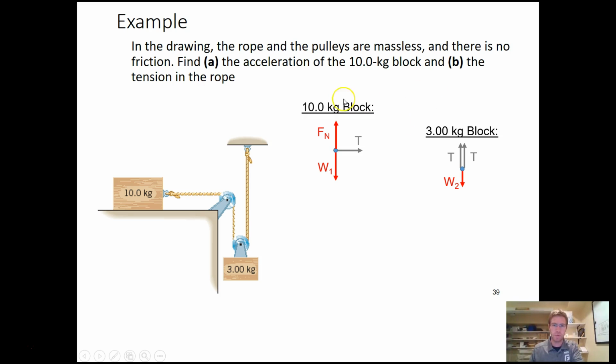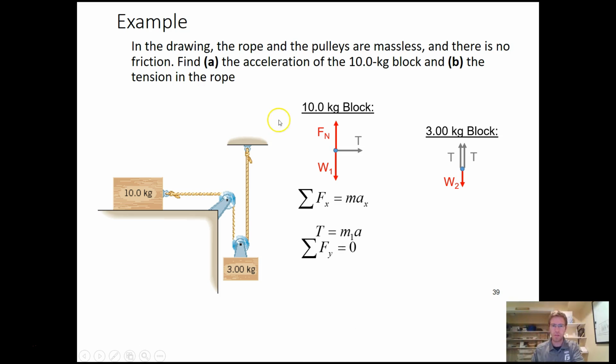So let's do the sum of the forces now. Let's start with the 10 kilogram block. Sum of the forces is going to be equal to mass times acceleration in the x direction, since it will accelerate to the right as a result of the string pulling it. So the only force we have is tension, so tension equals m1 times acceleration. But we don't know the tension and we don't know the acceleration, so we have to stop. Bummer, we're out of luck.